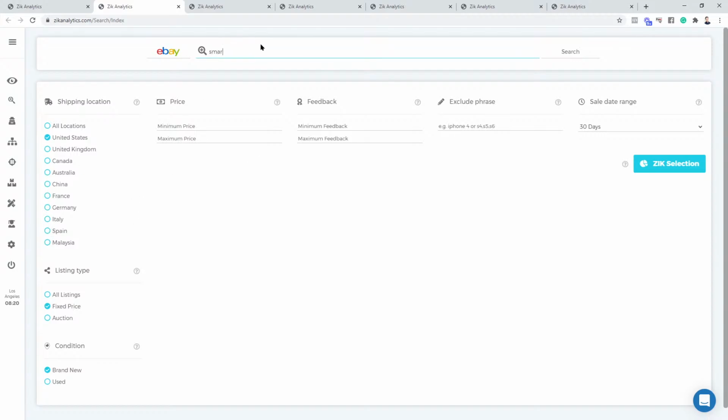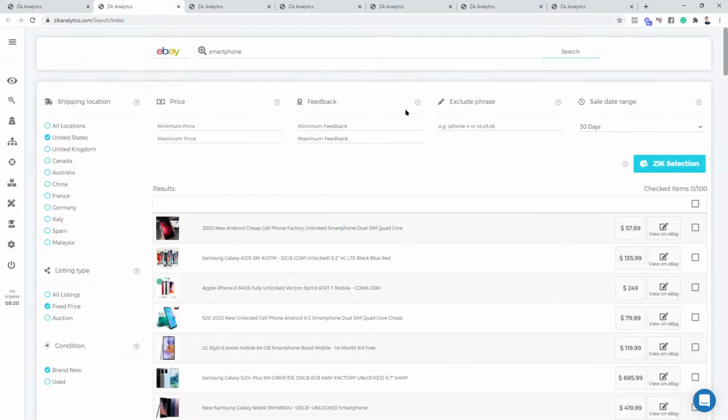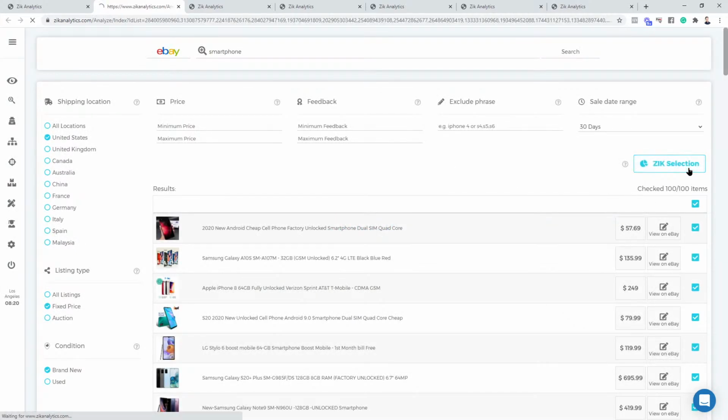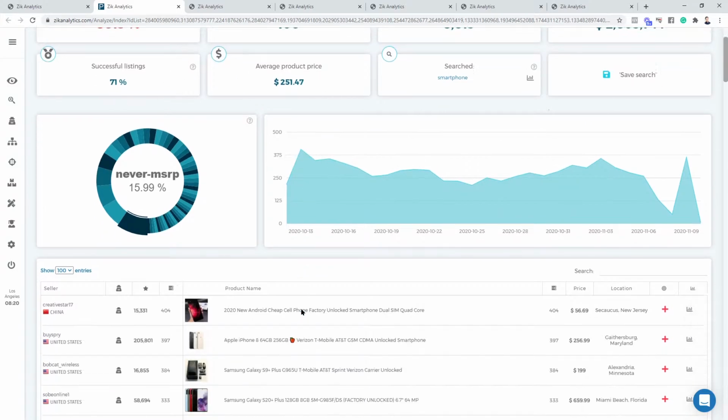So we start with smartphone. I'm going to write just the word smartphone and hit the search button. Now, we're probably going to have 100 results on page 1. I will Zik select everything. Right now, what's happening is Zik is running through the first page, best match results on eBay, and analyzing the statistics completely. We can see here the statistics and the product.